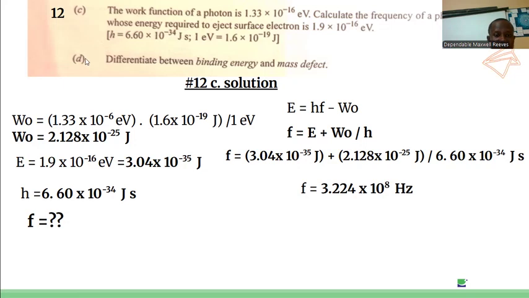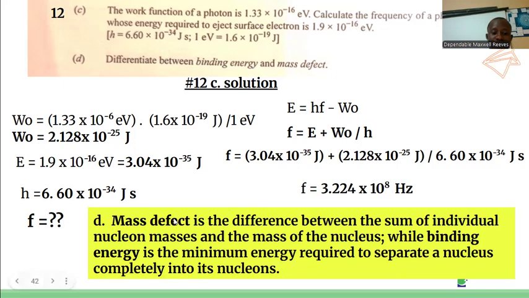Now, question 12D was asked to differentiate between binding energy and mass defect. We know that binding energy is just the minimum energy required to disintegrate, to split the nucleons in the nucleus of an atom. A mass defect is just the difference between the sum of the masses of the nucleons and the mass of the nucleus. So this is the expected answer. So mass defect is the difference between the sum of the individual nucleon masses and the mass of the nucleus, while binding energy is the minimum energy required to separate a nucleus completely into its nucleons.